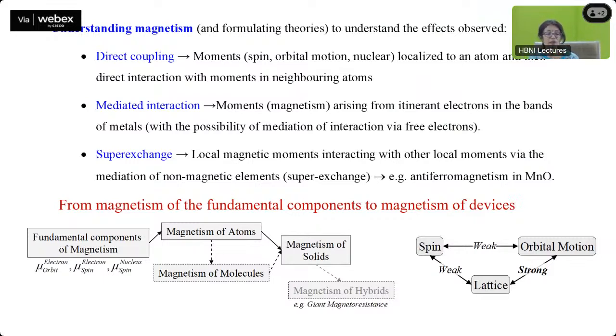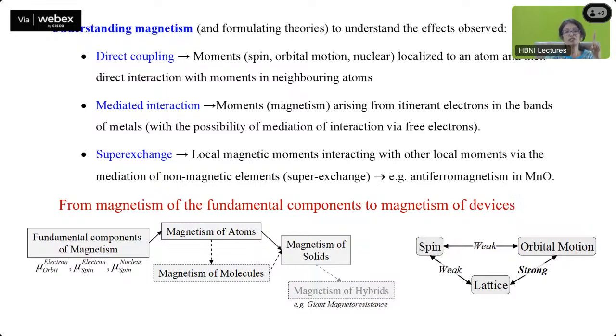One is direct coupling. The moments, which are spin, orbital or nuclear, are localized to an atom, and they directly interact with moments in neighboring atoms. That is direct coupling. Then you have a mediated interaction. In this case, the moments arise from itinerant electrons in the bands of metals, so there is a possibility of mediation of the interaction via free electrons.